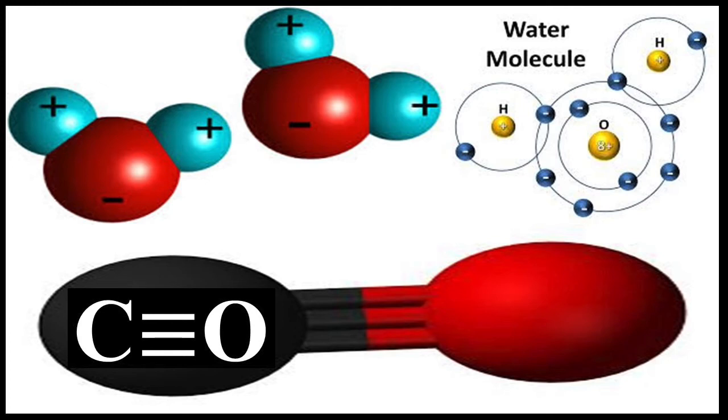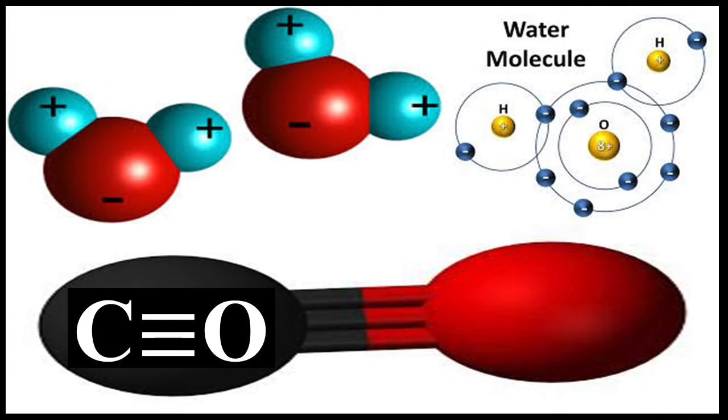Here is carbon monoxide with a triple bond. Here we have water with the single bonds. And you can see how the little partial negative charge on the oxygen on one molecule can combine with the little partial positive charge on the other and form these physical bonds.